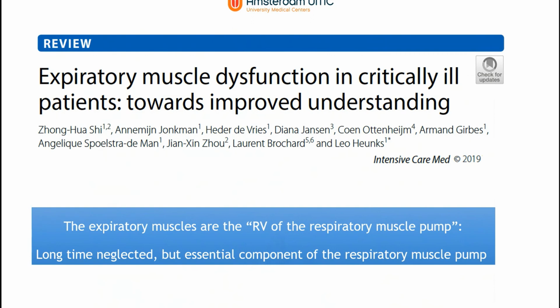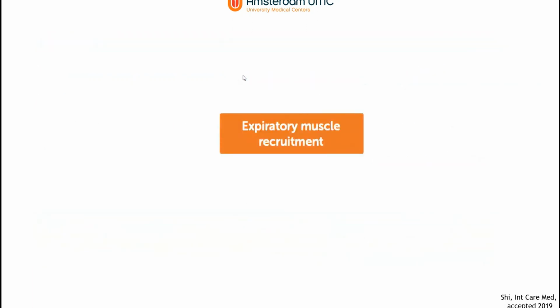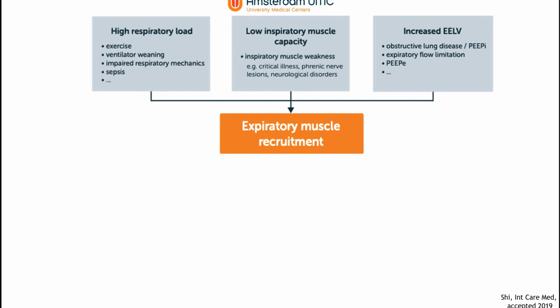And I think in physiology and pathophysiology, we quite often forget about the expiratory muscles. We call it like the right ventricle of the heart: it has been forgotten for a long time, but very important. So just one or two slides. Why are we recruiting expiratory muscles? Well, I think there are at least 3 reasons to do so.